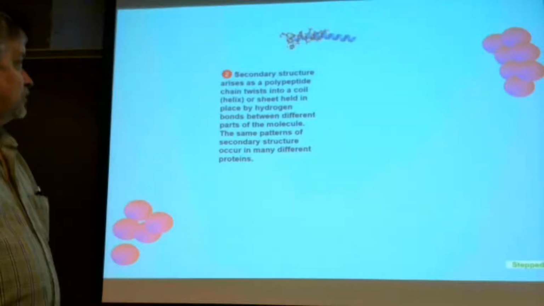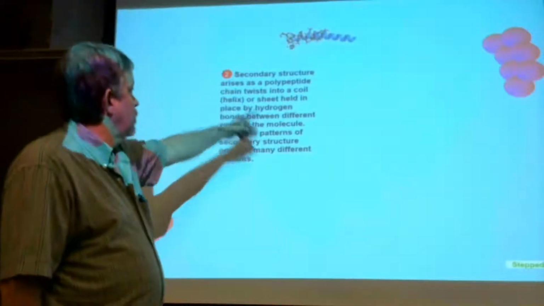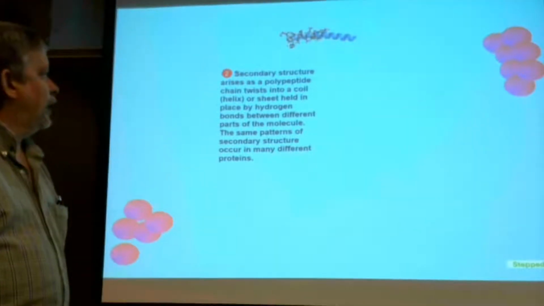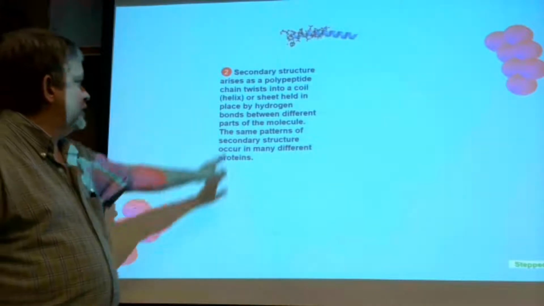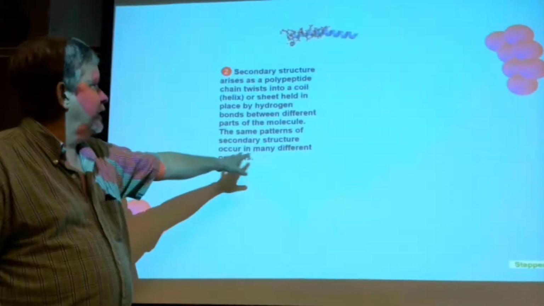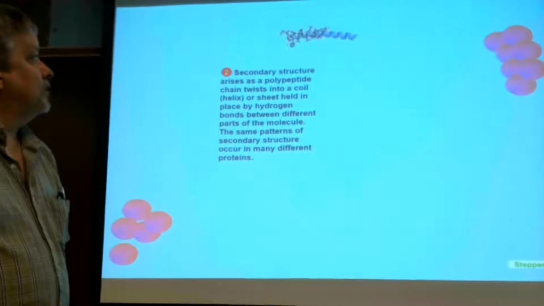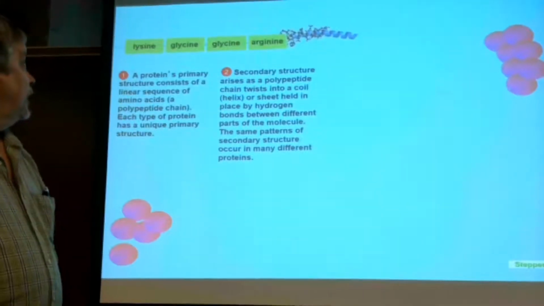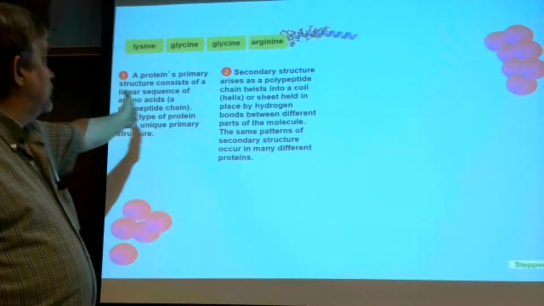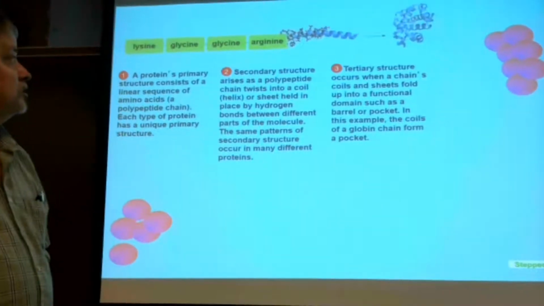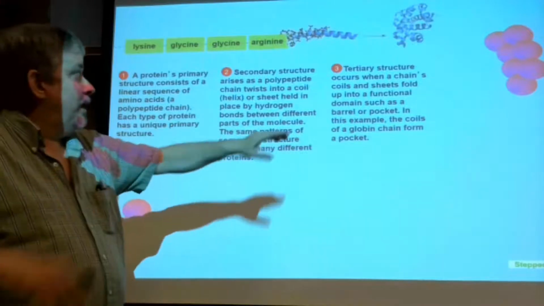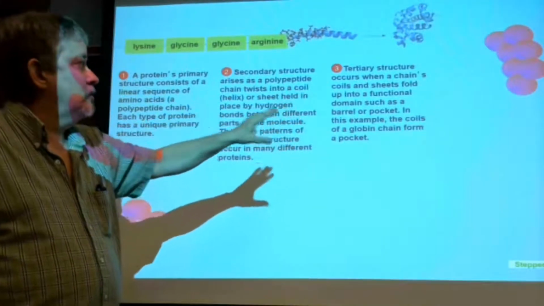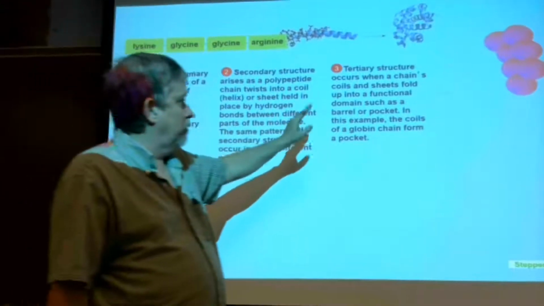The secondary structure, it can twist into a coil. It can be a sheet held together by hydrogen bonds, but it's the same pattern, secondary structure occurring in many different proteins. So it's the same pattern, but the amino acids are going to be a little bit different. All right, so there's the primary structure, there's the secondary structure, and there's the tertiary structure as the coils and the sheets fold into a functional domain, such as a barrel or a pocket.